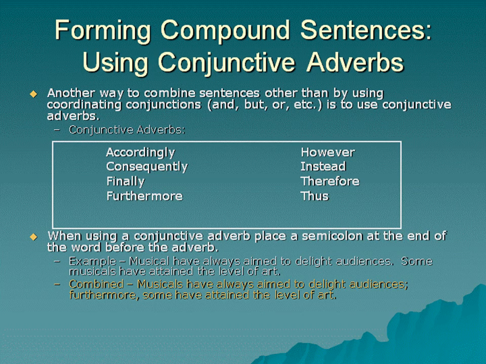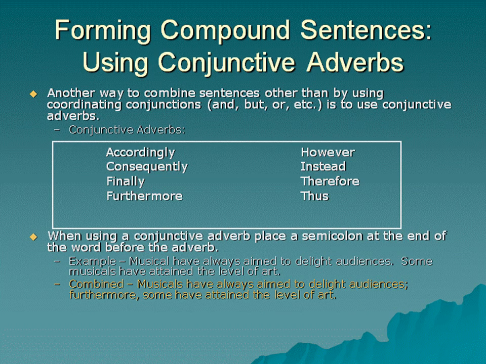Forming compound sentences using conjunctive adverbs. Another way to combine sentences, other than by using coordinating conjunctions, such as and, but, or, is to use conjunctive adverbs. The box below shows some of the more frequently used conjunctive adverbs, such as accordingly, consequently, finally, furthermore, however, instead, therefore, and thus. When using a conjunctive adverb, place a semicolon at the end of the word before the adverb.